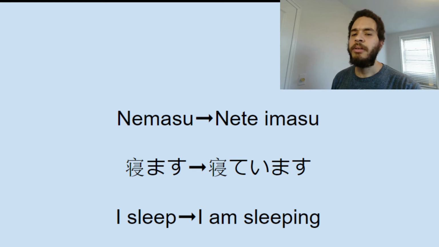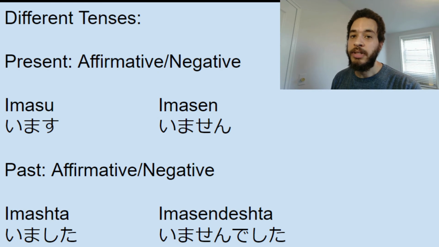A lot of the time, you'll be using the present progressive in Japanese, similar to how you use it in English, especially when you're talking about what you're doing at that current moment. Now, of course, we need to be able to say that you are or are not doing something, and you might want to be able to distinguish between the present and past tense. So here we can see the different endings that you'll add on to a verb's te form to say the different tenses. For example, imasu, imasen. So I am doing something or I am not doing something. Imashita, imasen deshita. I was doing something or I wasn't doing something.